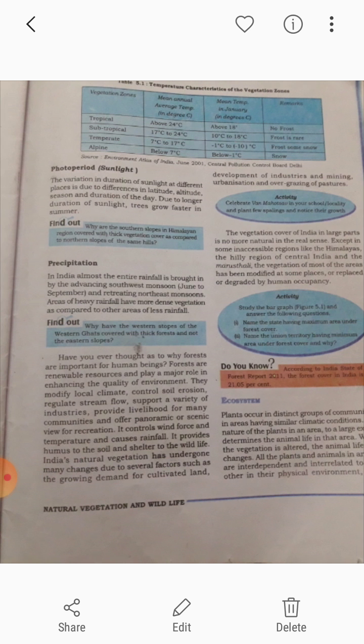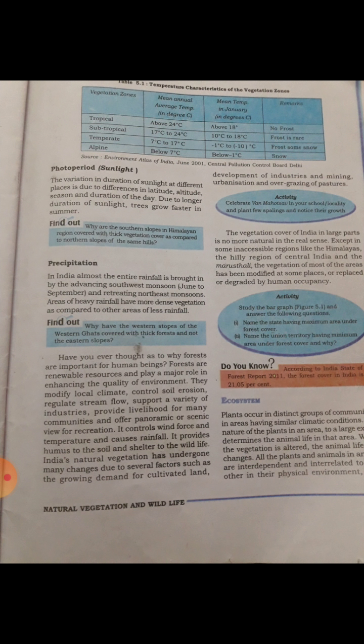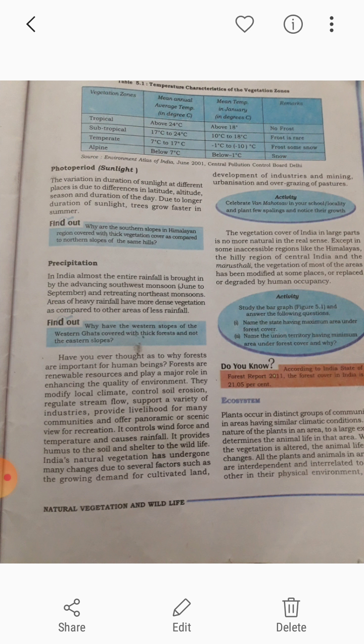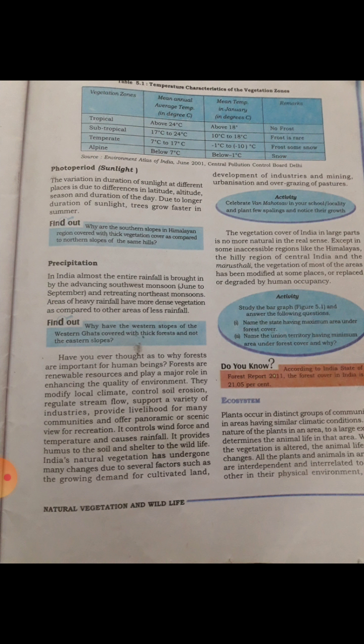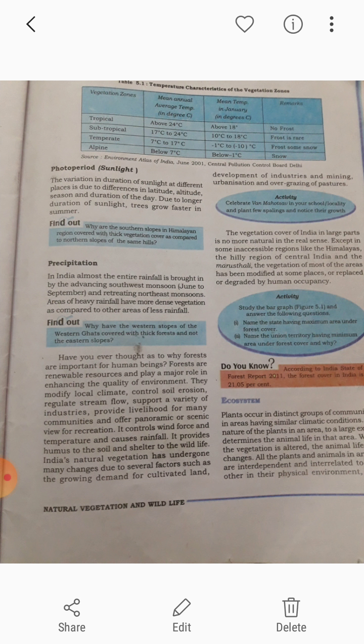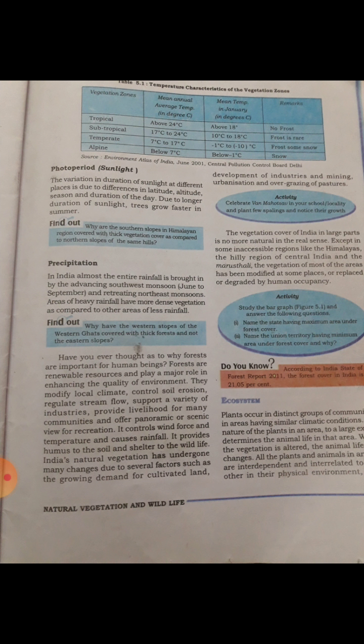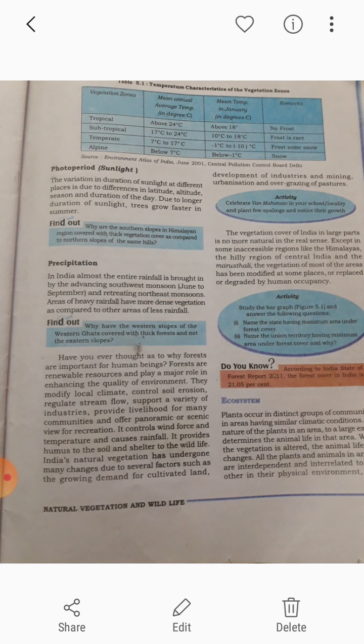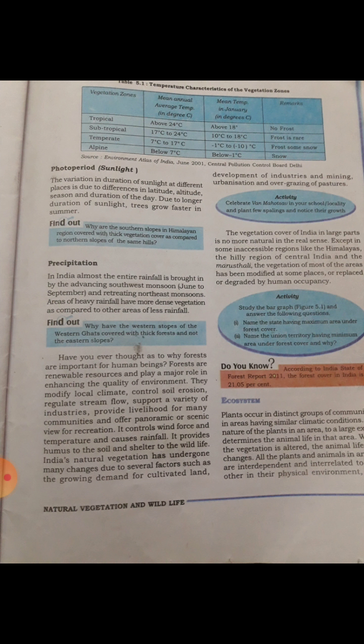Next one is photoperiod, that is known as sunlight. Everybody knows that sunlight plays a very vital role because you all know that plants make their own food, known as photosynthesis. Clear? Now, there are differences. The variation and duration of sunlight are different in latitude, altitude, season, as well as the duration of the day. So, due to the longer duration of sunlight, trees grow much faster in summer.